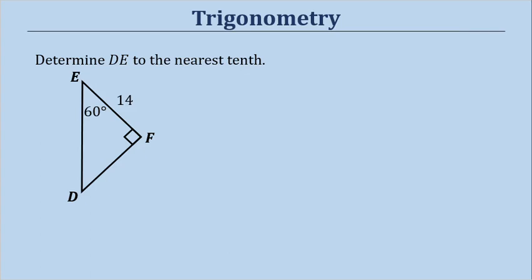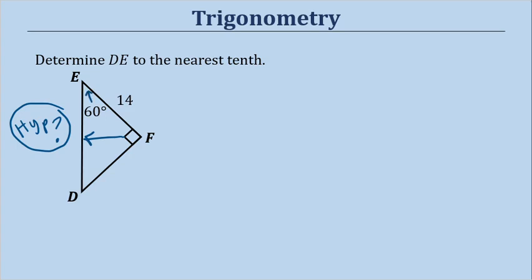For this last example, our goal is to figure out what DE is. So that's going to be this side here. Now I know this is a trig problem because we have an angle with a number in it, a side with a number on it, and a side that we want to find. To solve it, I'll start by identifying my hypotenuse, which is going to be across from my 90. In this case, it's the thing I want to find, so I'm definitely going to use that when I solve my problem.